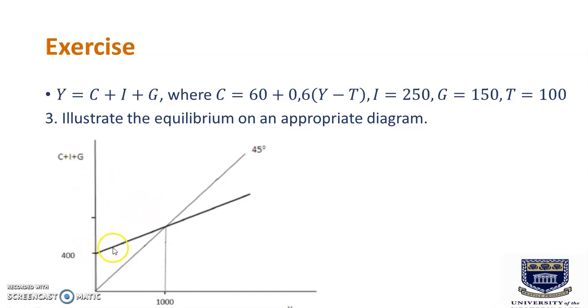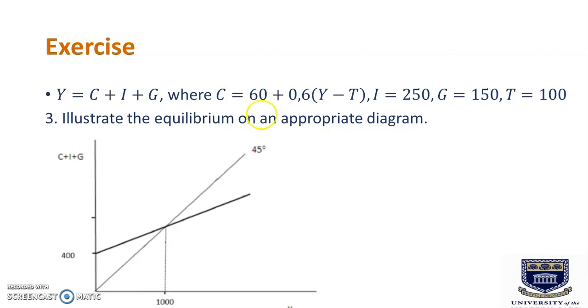And then your slope of the function would be given by what you also calculated in the previous example. And then I would suggest that you also label your aggregate spending function as A is equal to C plus I plus G, just for correctness sake.